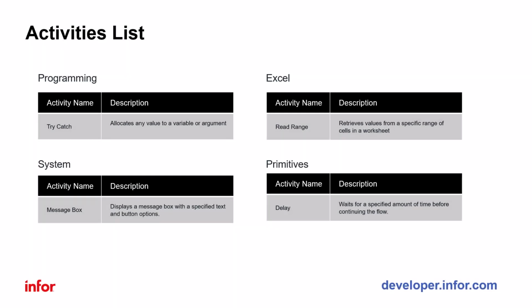And that completes today's tutorial. We presented how to use the try-catch activity via a simple exception use case in which we ran an RPA flow while Excel was still open. We showcased the following activities: try-catch, read range, message box, and delay.